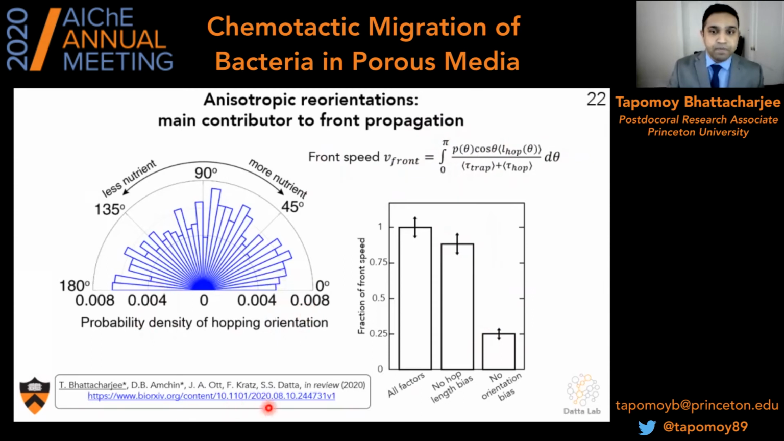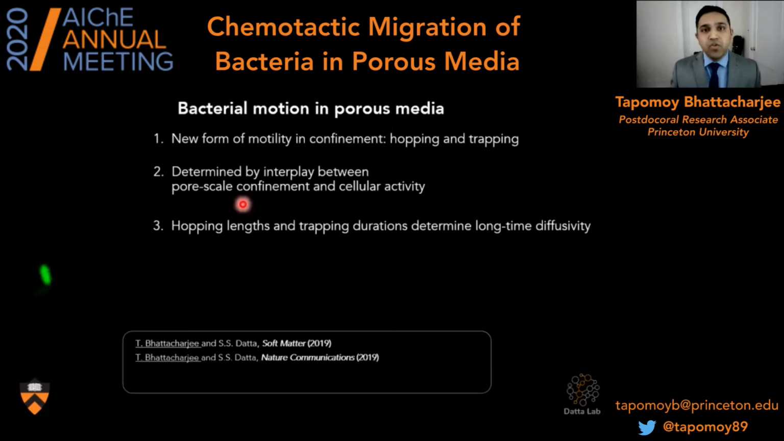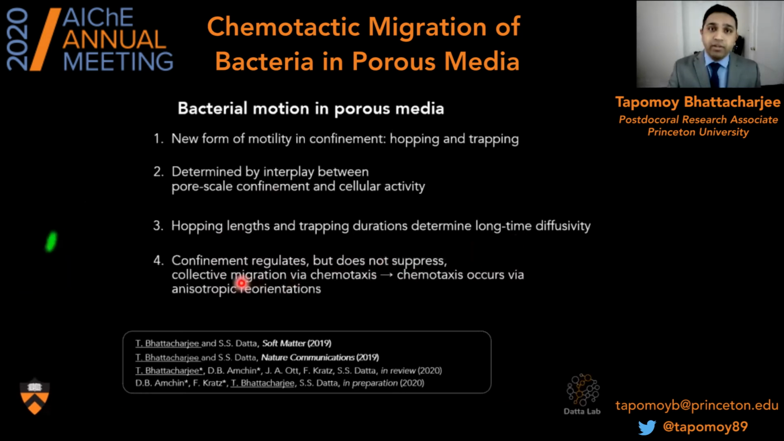So we have found that a new form of motility emerges in porous medium, and this new hopping-trapping motility is determined by an interplay between pore-scale confinement and cellular activity. We can independently measure the hop lengths and trap durations from which we can calculate their long-term diffusivity. We found that confinement regulates but does not suppress collective migration, which happens via chemotaxis, and chemotaxis is controlled by a secondary mechanism of anisotropic reorientation that happens in porous medium.